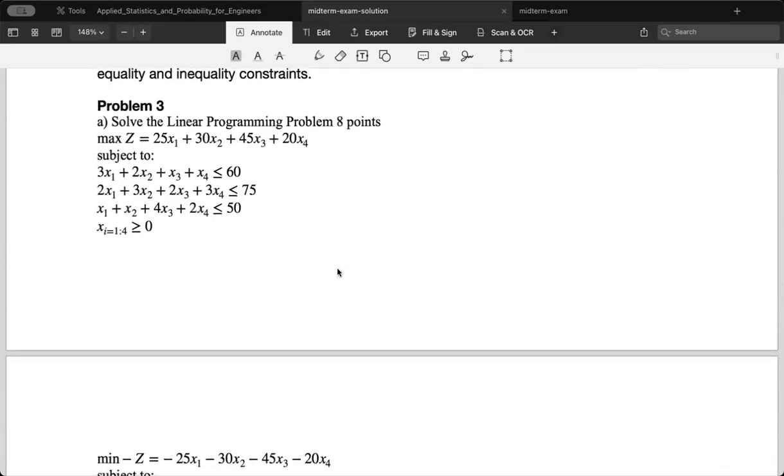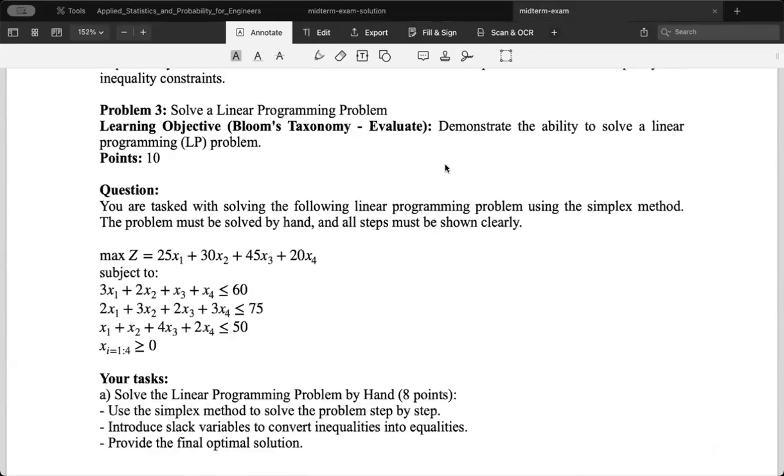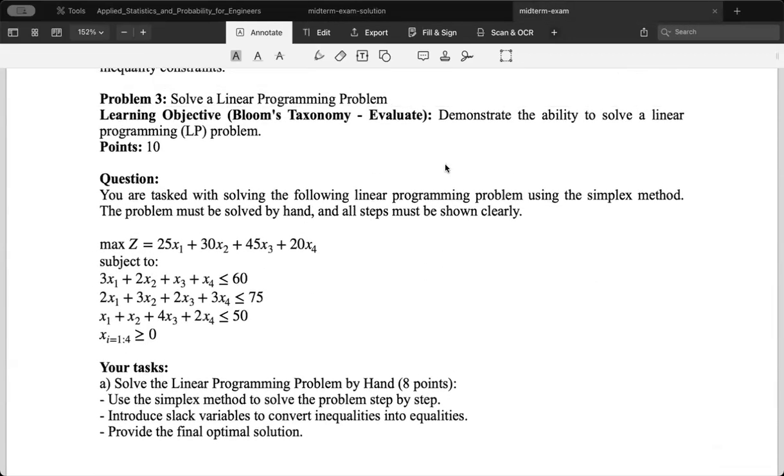Okay, now we move to problem 3. Solve the linear programming. And this one, the learning objective is to demonstrate the ability to solve a linear programming problem. Okay, and this one again, evaluate. The question is, you are tasked with solving the following linear programming problem using the simplex method. And the problem must be solved by hand. And all steps must be shown clearly.